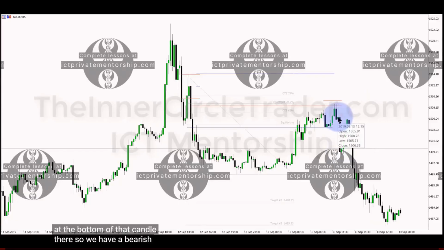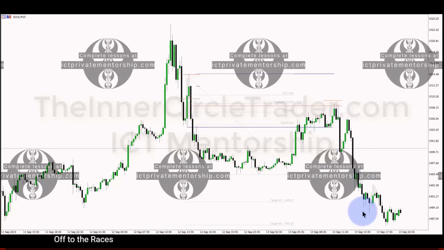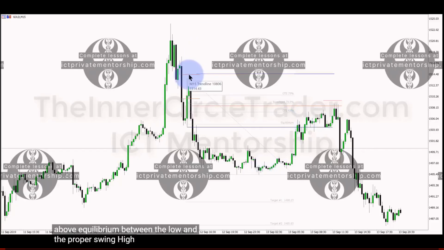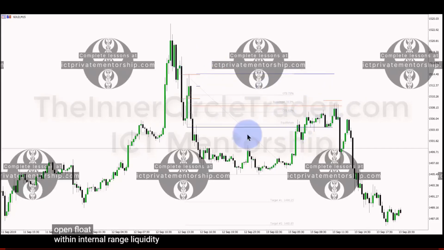So we have a bearish order block, SIBI, off to the races. So a seller here and a seller here. Notice that those signals occur at and above equilibrium between the low and the proper swing high. This is open float within internal range liquidity.